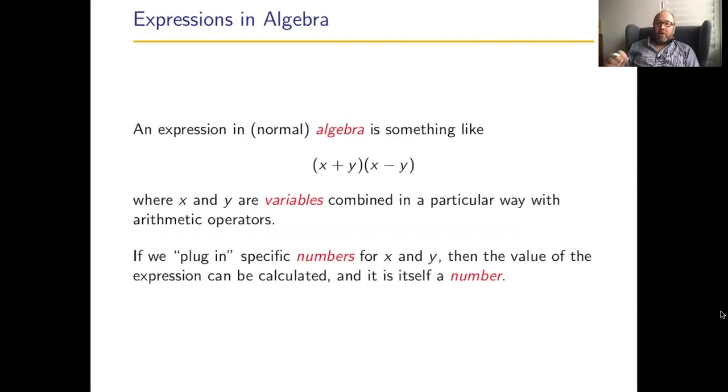An expression in normal algebra is something like this, where x and y are variables that are presumed to stand for numbers, and they're combined by operators like plus and minus and times. We all know that if we choose a specific number for x and y, x equals 2 and y equals 3, then you can evaluate that expression and the value itself will be a number.